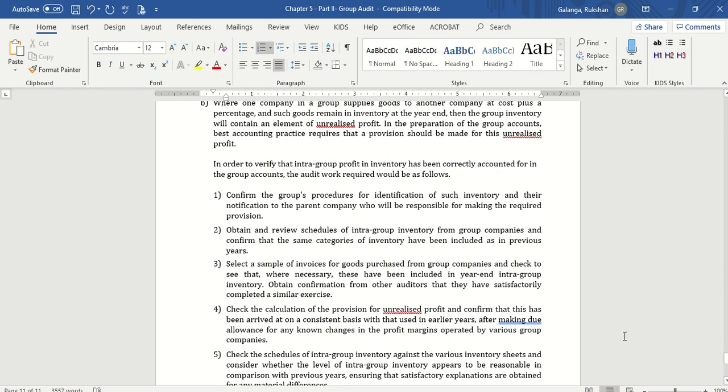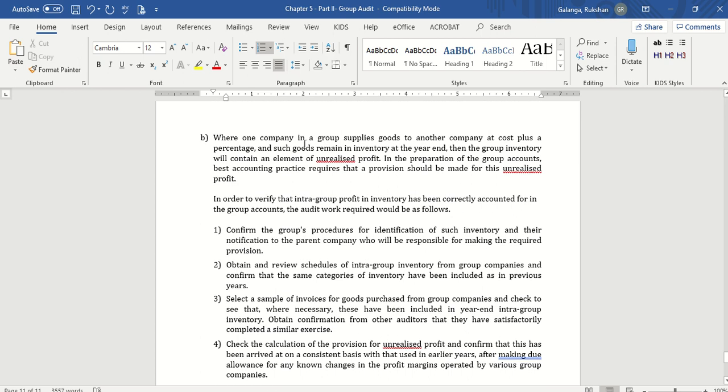So that's what it talks about here, this unrealized profit part, right? Where one company in the group supplies goods to another company at a cost plus a percentage and such goods remain in the inventory at the year end, the entity's group inventory will contain an element of unrealized profit.